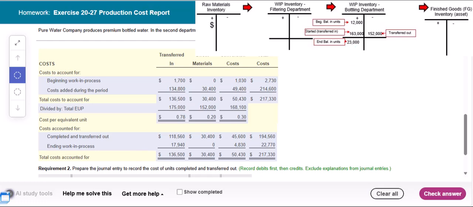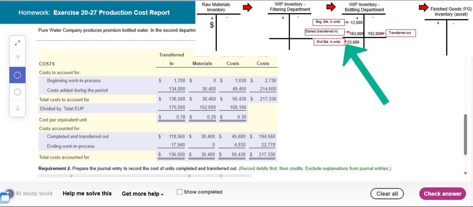So that's the main purpose of doing the production cost report, is to figure out how much cost we should associate with the cost transferred out for finished items or in process items, and how much costs are associated with the incomplete units still in the process.